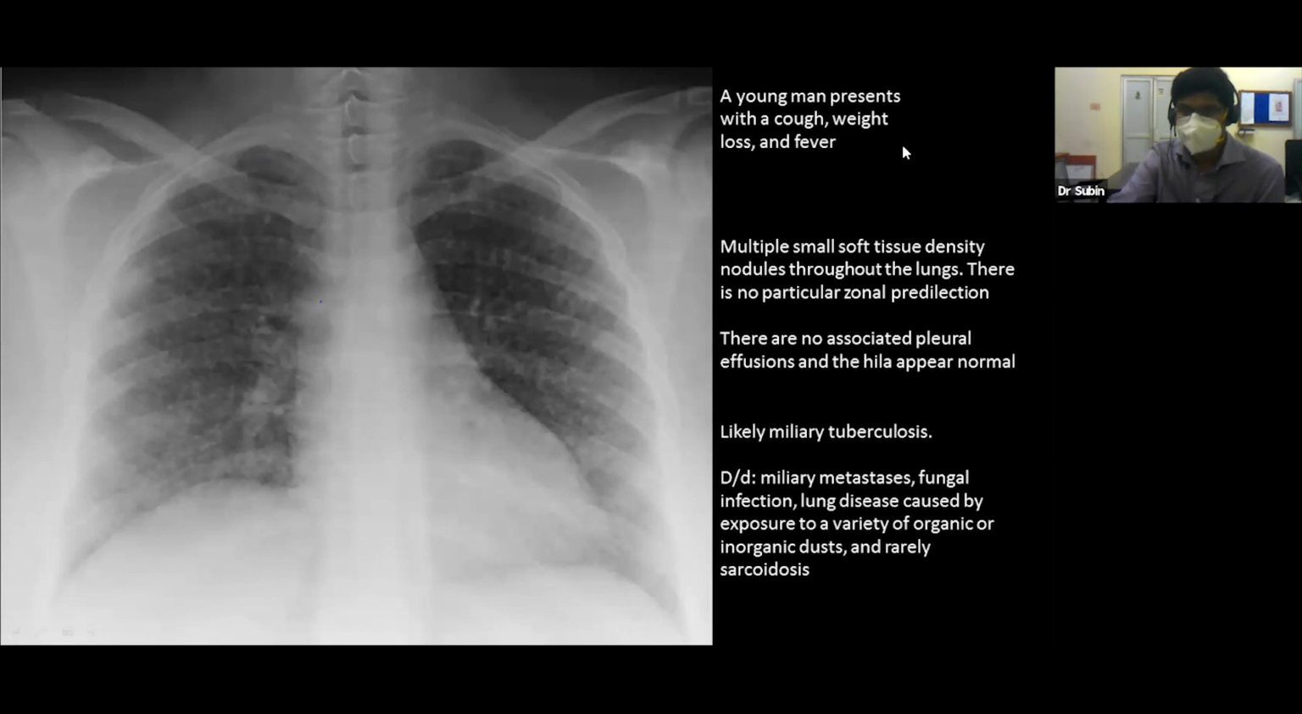It can be seen in a lot of things. For example, you can have miliary metastasis. Sometimes fungal infections can cause this. If they are more dense, you can have varicella zoster related changes in the lung. It can be because of sarcoidosis or silicosis. So there are multiple causes for a miliary appearance, but TB is what we see more commonly.